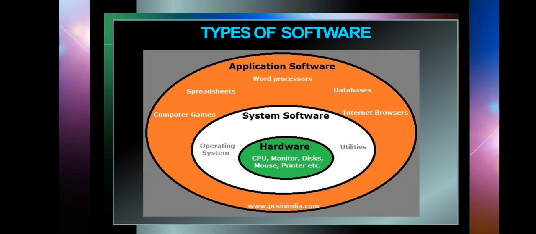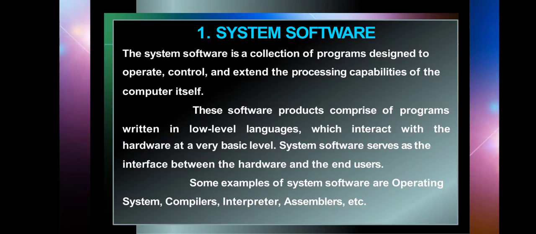Now the various types: we have hardware. What comes under hardware? CPU, monitor, disk, printer, etc. And in system software we have operating systems and utilities. In application software we have computer games, spreadsheets, word processors, databases, internet browsers. So these are the types of software.